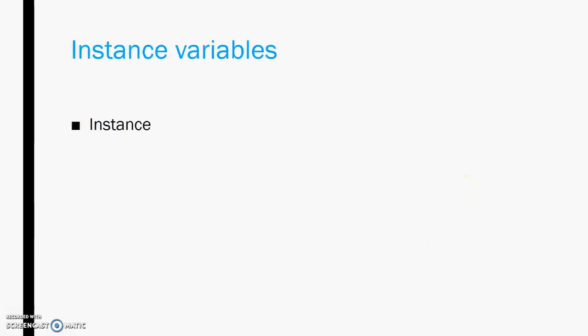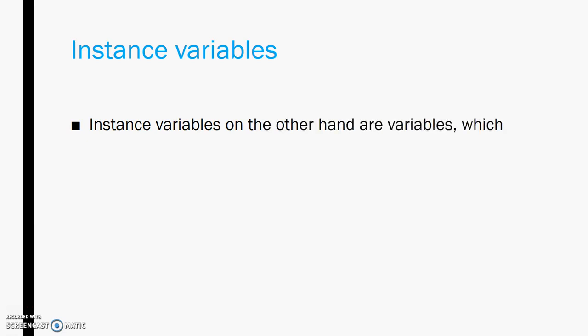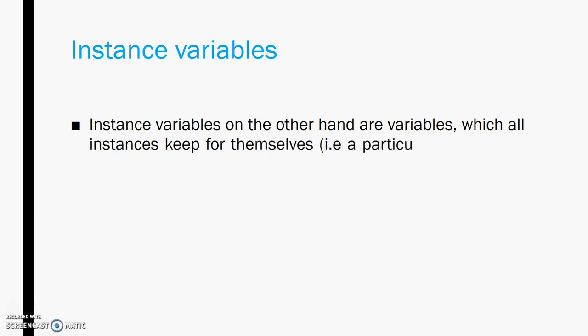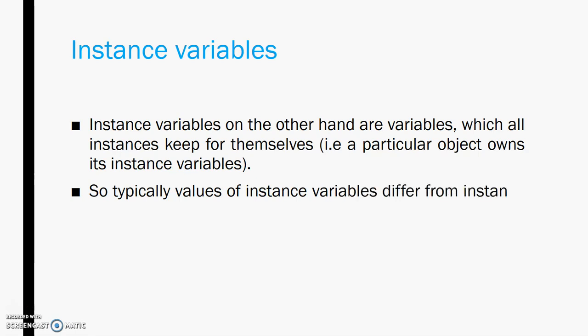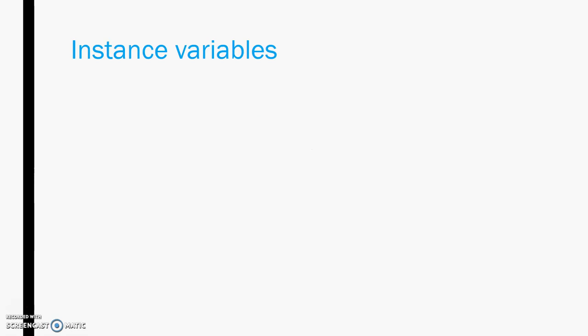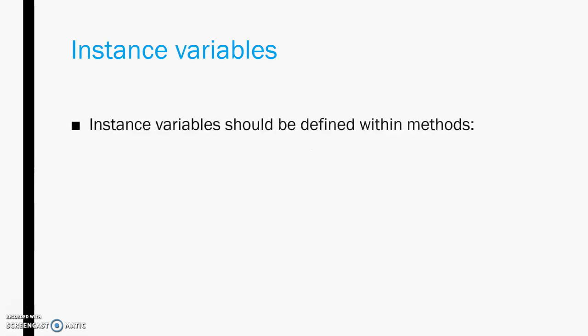Instance variables, on the other hand, are variables which all instances keep for themselves. That is, a particular object owns its instance variable. So typically, values of instance variables differ from instance to instance. Instance variables should be defined within methods.